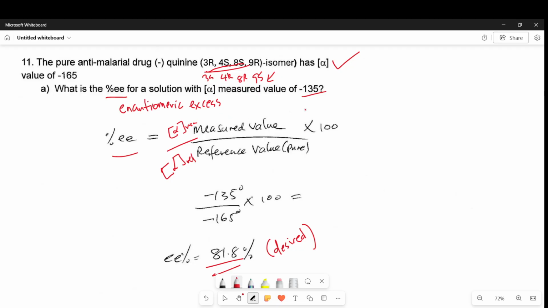That is measured by optical rotation. So you measure optical rotation, and the device you use to measure is called a polarimeter. In a lab, we use a polarimeter to measure optical rotation, and enantiomeric excess can be calculated from that ratio. So this is EE percent. Okay? So we'll continue with part B of the same question. This is part A. Next question is part B.